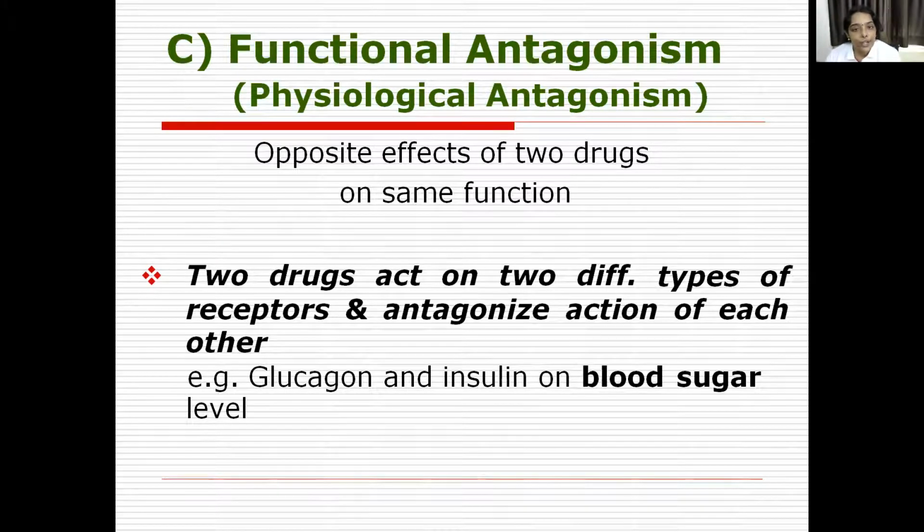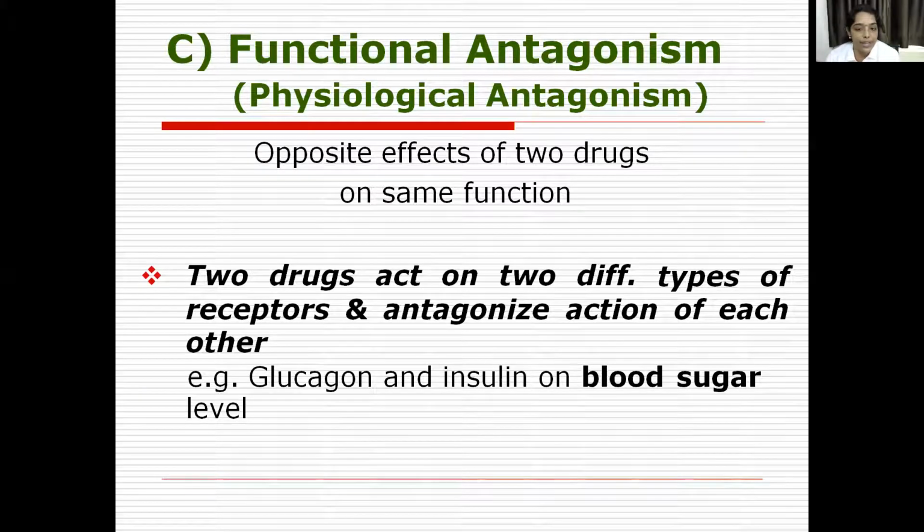Then comes the next, functional or physiological antagonism. See here what it is. Two drugs act on different receptors as agonists, but they counterbalance their effects by producing opposite effects. One drug produces one effect and the other drug produces an opposite effect. Say drug A is producing a particular effect, then drug B will produce an opposite effect to that of drug A, and then they counterbalance their effect by producing opposite actions on the same physiological system.